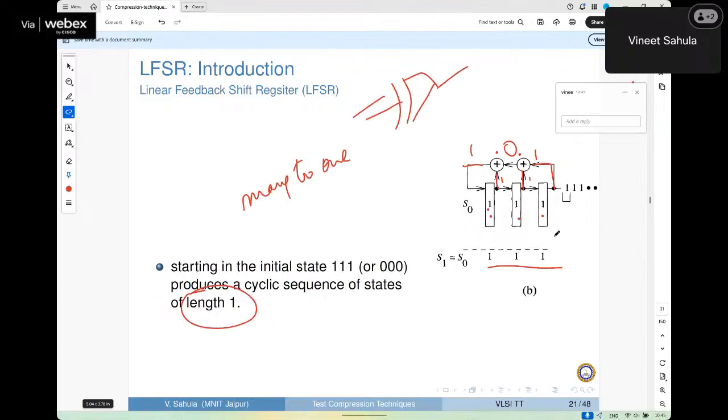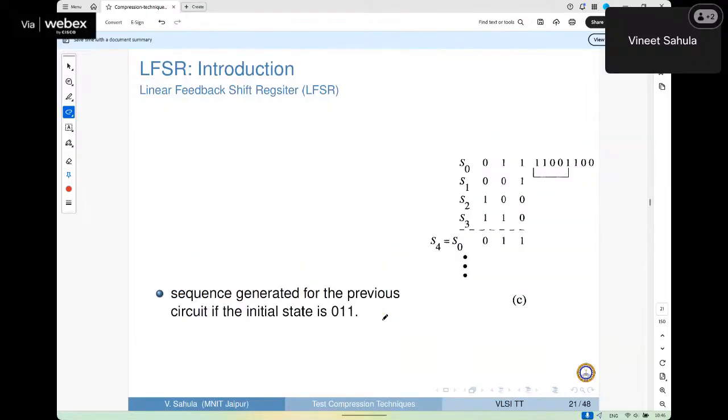If we have the same example but with different input, 0, 0, 0 is forbidden. And now we see that 1, 1, 1 also is very bad. So we take any other inputs, any other patterns as initial state. So with the same circuit, if I have another initial pattern which is 0 1 1, right? Then what do I get?